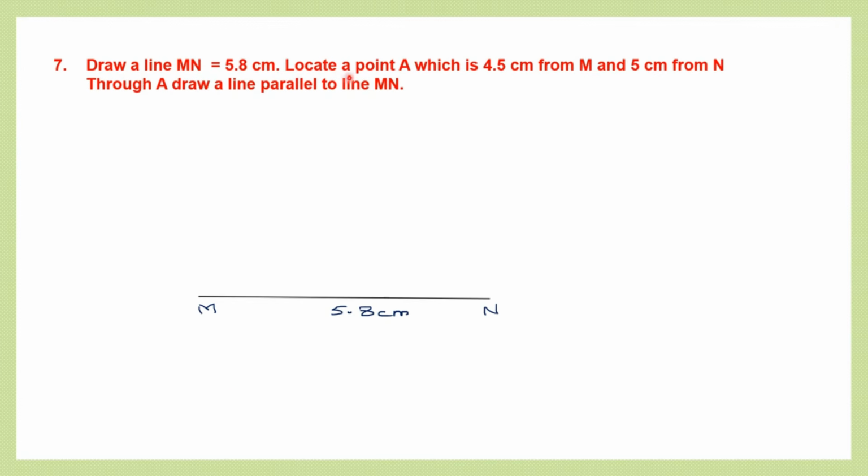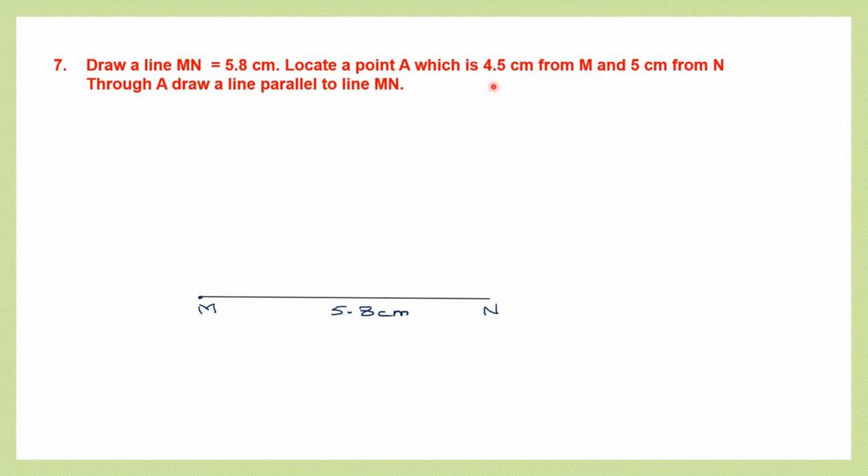Now locate a point A. Now we need to get a point A here, but they've told us clearly how to get that point. In the previous question, we could put a point anywhere, isn't it? Whereas here they're telling us a particular way to do it. That is, this point should be 4.5 centimeters from M. That is, M is here. So let's put a point at M to make it clear for us. From this point M, we have to get 4.5 centimeters.